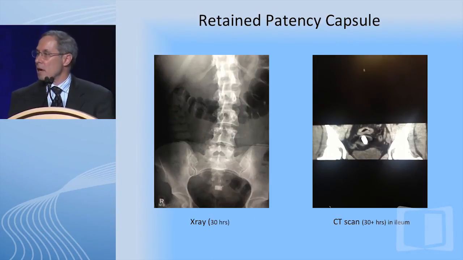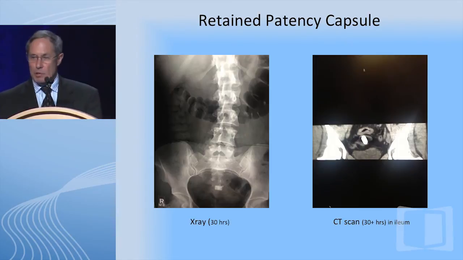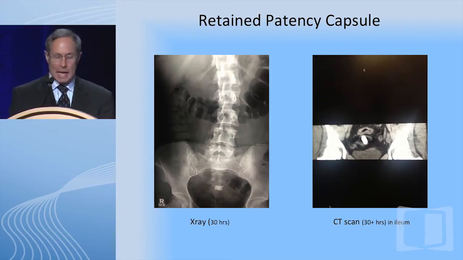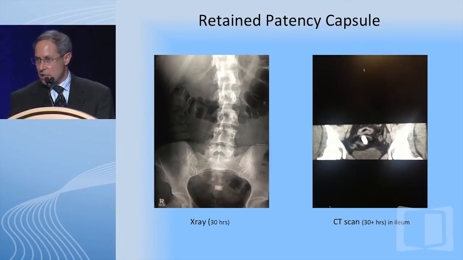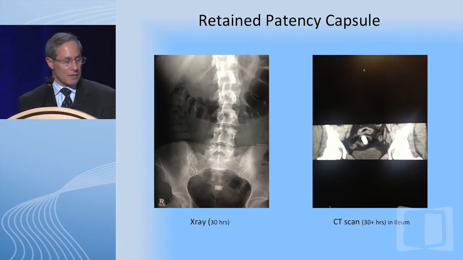However, if one will use a patency capsule before capsule endoscopy, or perhaps alternate imaging measures such as CT enterography or MR enterography, one can prevent the need to have to retrieve a capsule. And this slide depicts a retained patency capsule, and that's okay, because a patency capsule is just a barium capsule which melts down after 30 hours and doesn't create symptoms in virtually all situations.